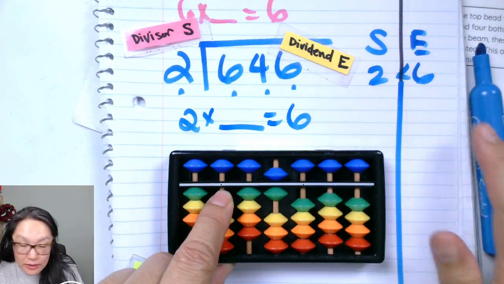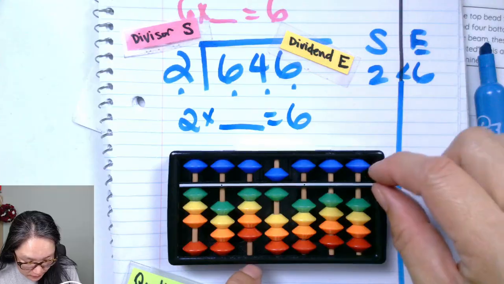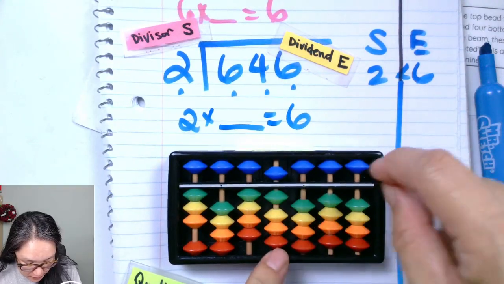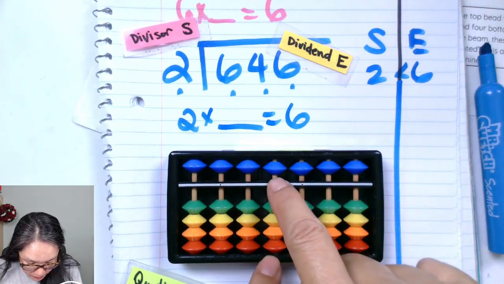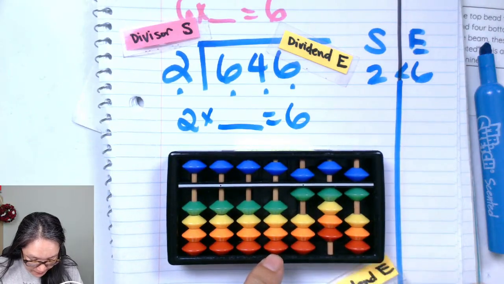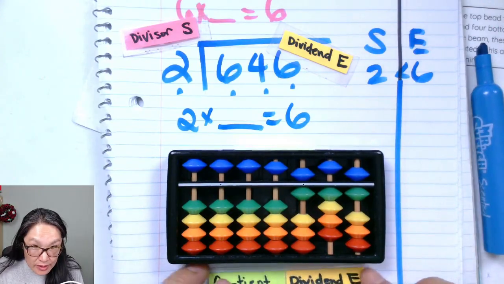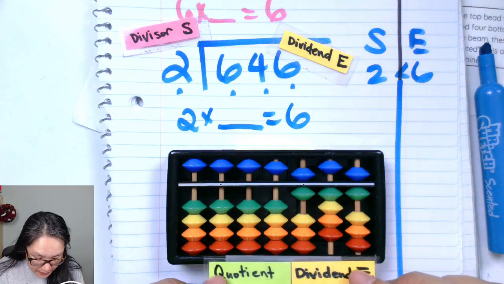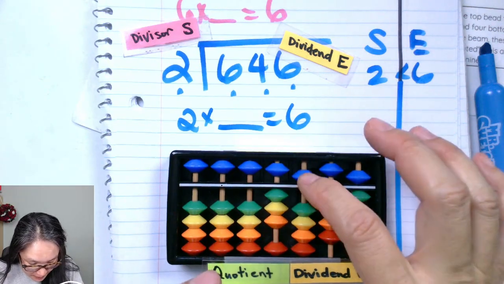Wait, did I do that wrong? I did that wrong. Oh, sorry. It's gotta be this way. Over here. 1, 2. So then 6, 4, 6. Sorry, that was my bad, because the abacus is a little bit small. So reset. So when we look, 3 and then take away 6.